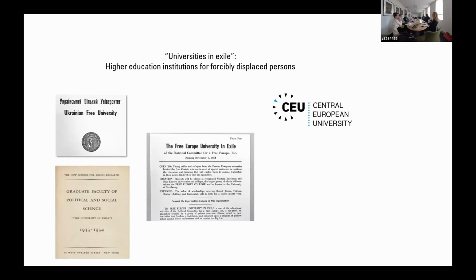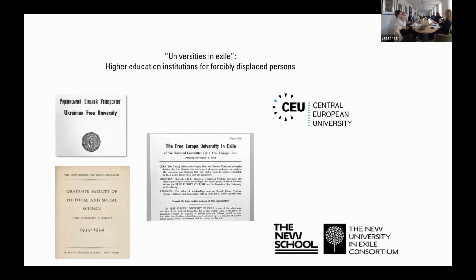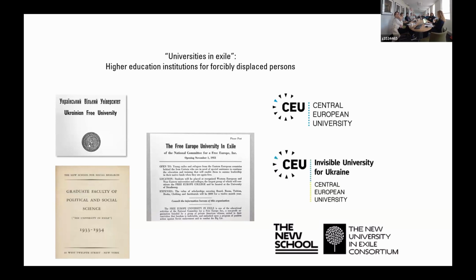The Central European University had to relocate its activity in 2019 to Vienna because it was expelled for political reasons from Hungary. This attack on academic freedom led to the relaunch of the New School's University in Exile, which now hosts exiled scholars in American universities. And when the war against Ukraine started, the Central European University created the Invisible University for Ukraine, which again gives a dedicated program on Ukraine for Ukrainian students, including Ukrainian scholars.